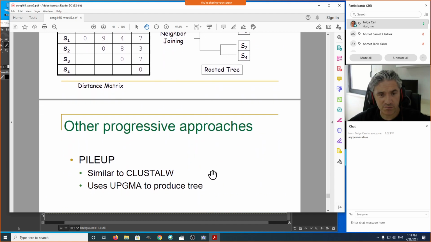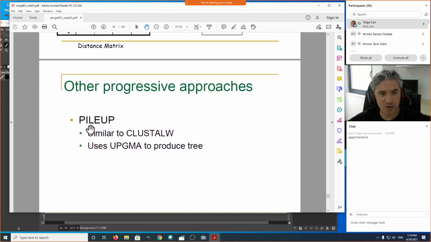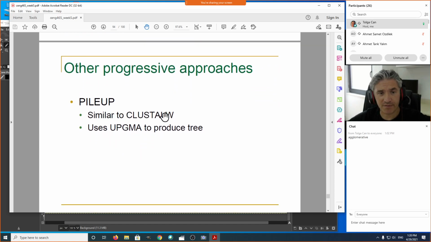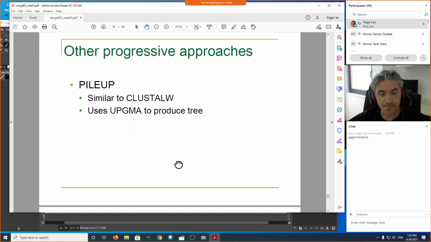There are other progressive approaches. So I didn't mention this other tool, PileUp. PileUp is another method which again uses a guide tree, but this time the guide tree is built using another technique, UPGMA, which is another phylogenetic tree building method. We are going to see UPGMA also.